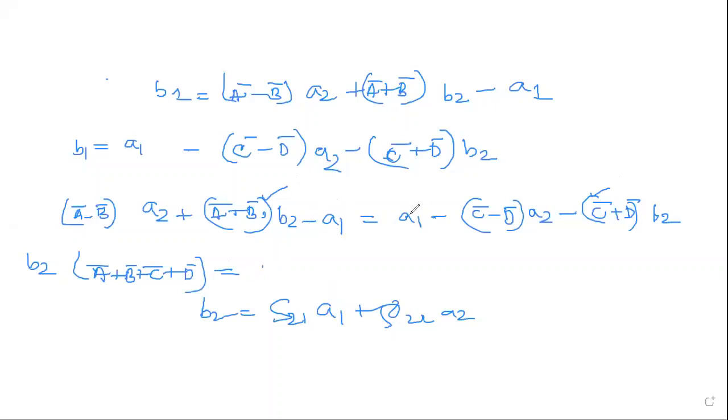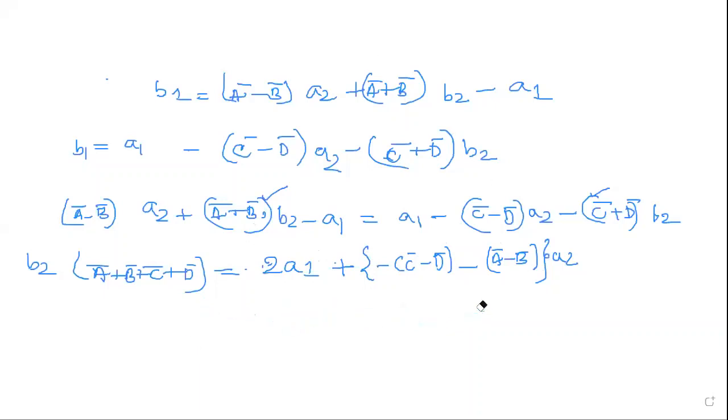A1 terms, how many do you have here? Only two terms are there. Since you're solving for B2, you keep B2 on the left-hand side. On the right-hand side, A1 is here. Bring this A1 to this side, and you will have 2 times A1. Again, you need the A2 terms. In the A2 terms, one is minus C bar minus D bar, and one more you can bring here, minus A bar minus B bar, into A2, the whole term. Now you have to simplify. Bring it in terms of S22 and S21. Just simplify these equations.